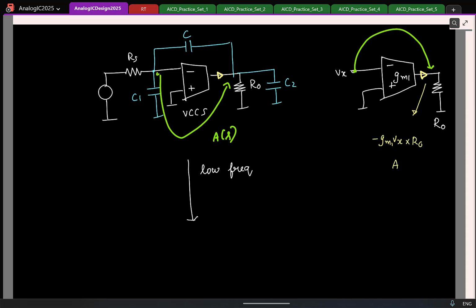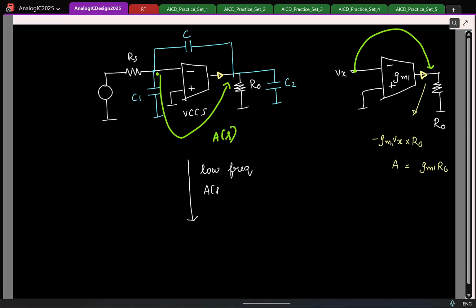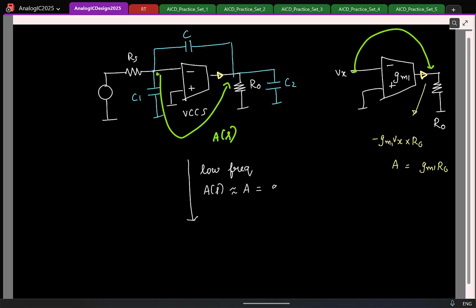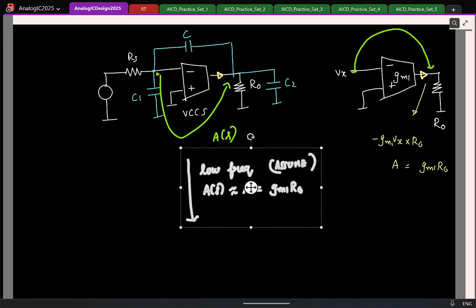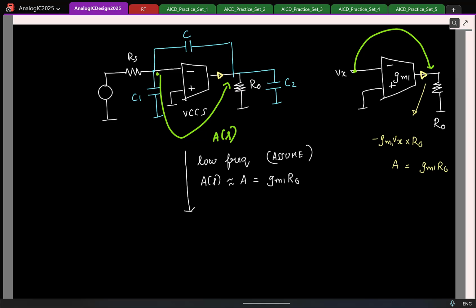So here I can say that my gain is, so which means at low frequencies I can approximate that my A of S is a constant which is equal to... Again, this is an assumption we are making. So which means now at low frequencies I can use this Miller effect. So this is what we call the Miller approximation.